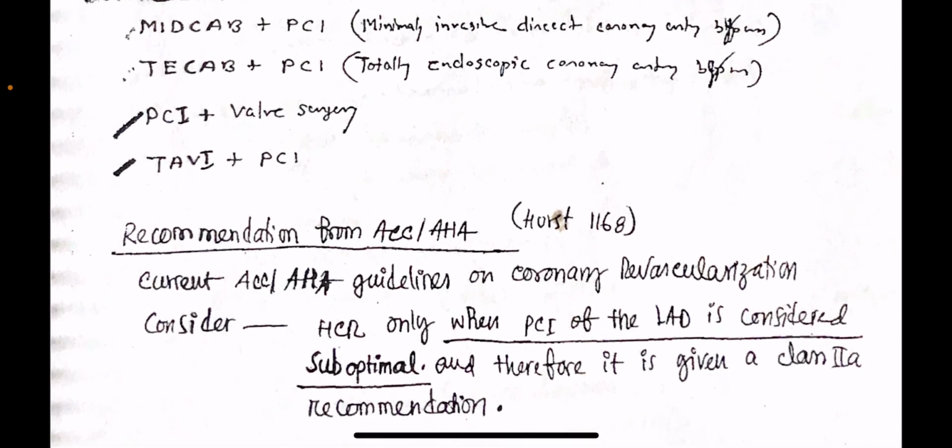Now, recommendations from ACC/AHA. Current ACC/AHA guidelines on coronary revascularization consider hybrid coronary artery revascularization only when PCI of the LAD is considered suboptimal, and therefore it is given a class 2A recommendation.